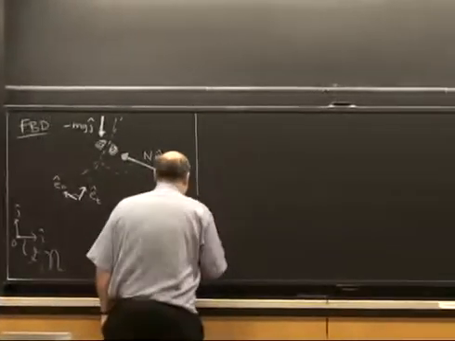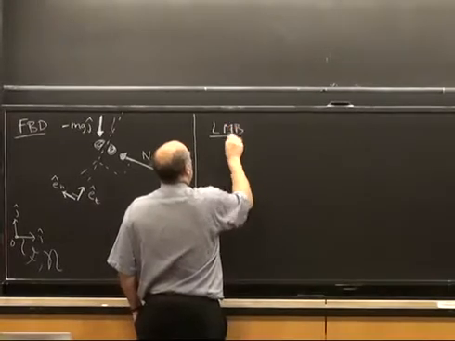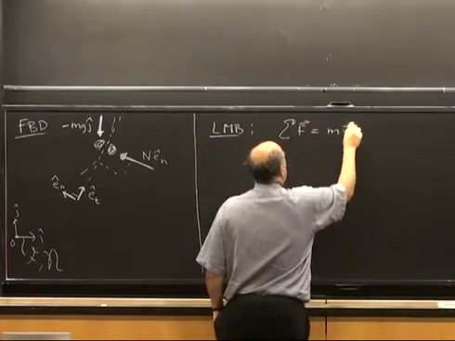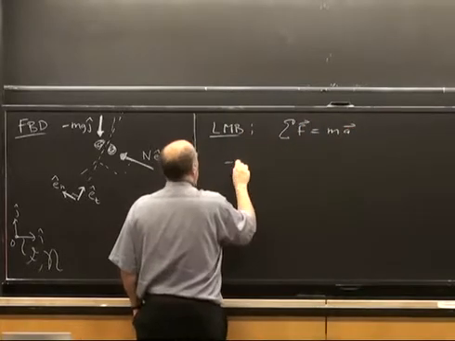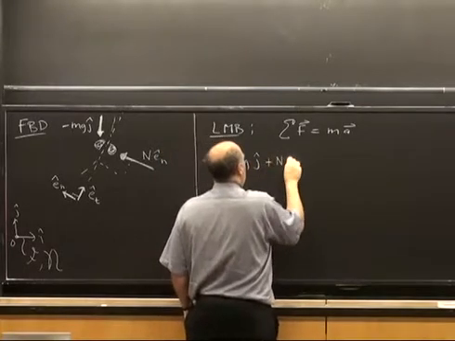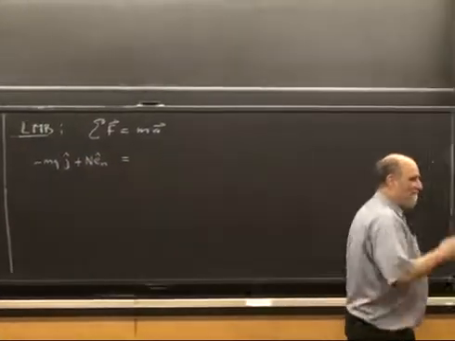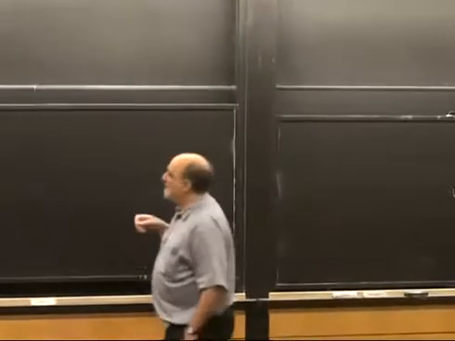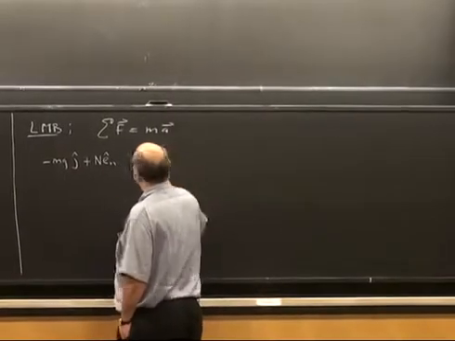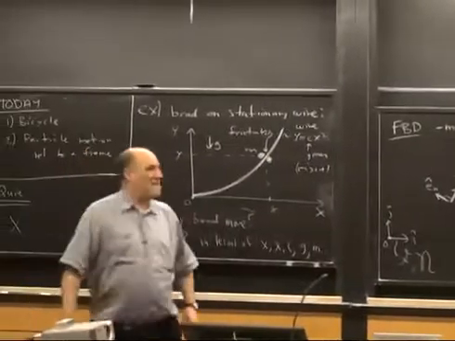So how are we going to figure out how this thing moves? We're going to write the linear momentum balance equation. Linear momentum balance equation says that the sum of the forces is equal to the mass times the acceleration. What are the sum of forces? It's minus mg j plus n e n, and now we have the mass times the acceleration. So we can write this any way we want. The way I'm going to write it now is a rather straightforward, boring way. It's kind of the way you would do it before you took this class.